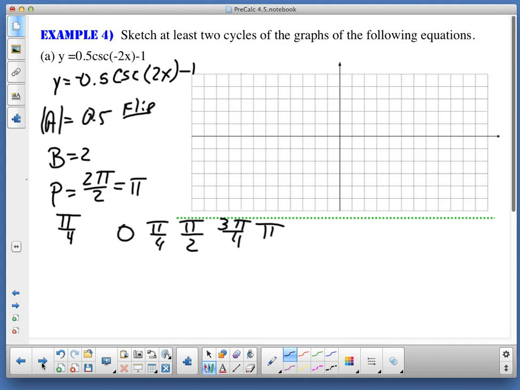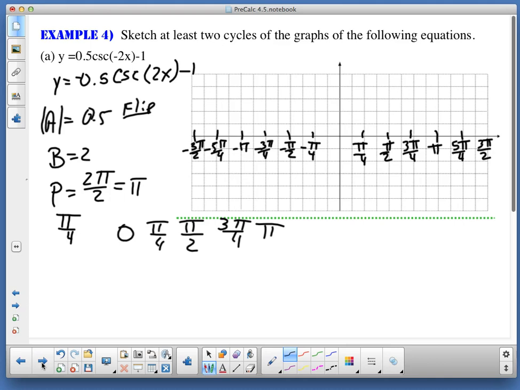They want 2 full cycles. So I'm going to go every 2. I've got pi over 4, pi over 2, I can actually write that in, 3 pi over 4, and I've got pi. If I want, I can go 5 pi over 4, and 6 pi over 4, which is going to be 3 pi over 2. I can go backwards with these: negative pi over 4, negative pi over 2, negative 3 pi over 4, negative pi, negative 5 pi over 4, and negative 3 pi over 2.